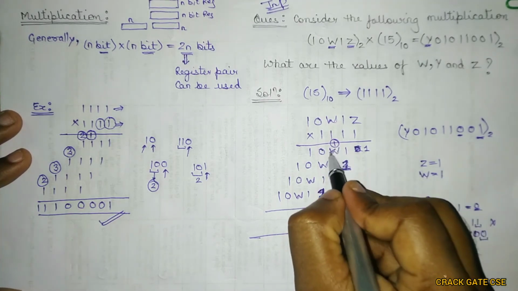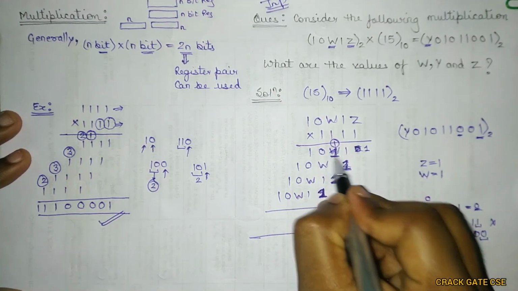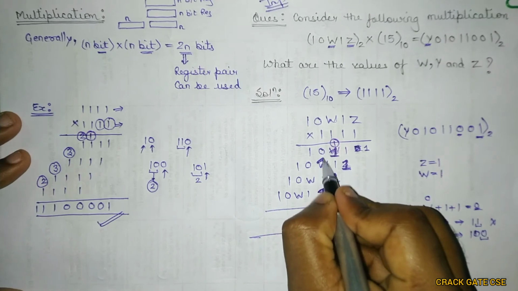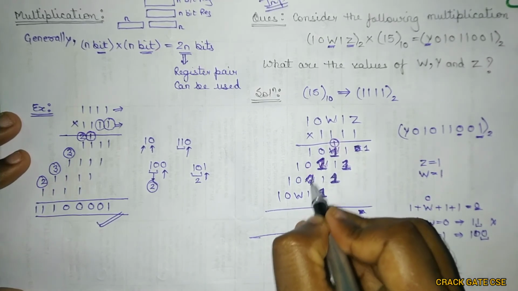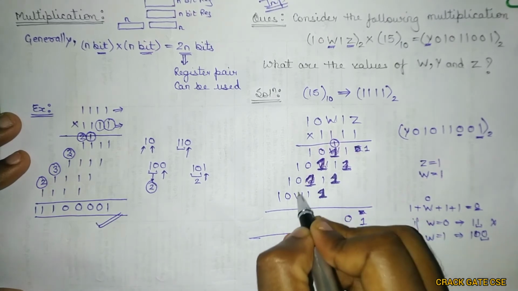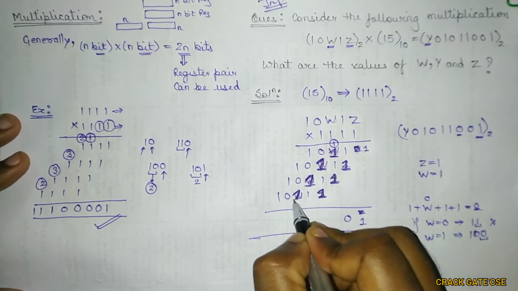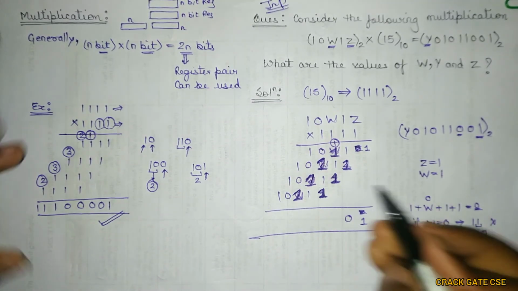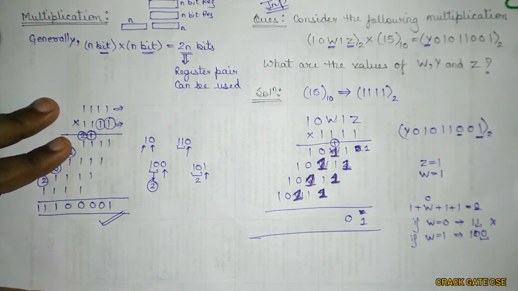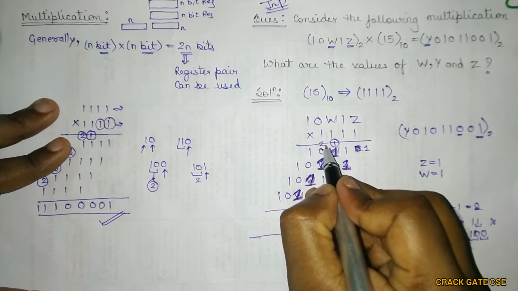Now I am replacing these w with ones, right? So this w is replaced with 1. Similarly this w is also replaced with 1. So these are all ones, right? So now this 1 1 1 1 is 4. 4 means 0, and this 1 0 will be carry. That means 2 will be carry here.